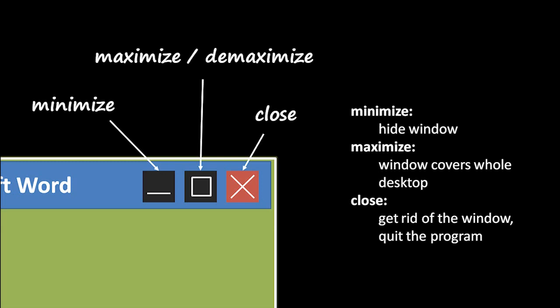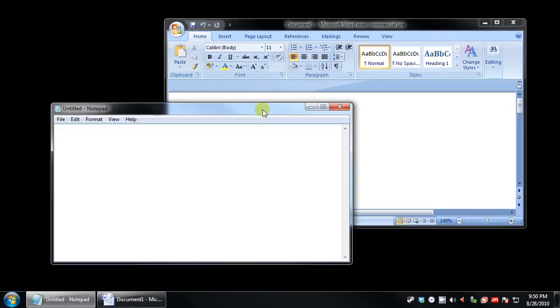And to get it out of that state so that it's a resizable and movable window again, you then have to click the same middle button to demaximize the window. And finally, to minimize a window means to hide the window such that the only way to get it back, to make it reappear, is to click on its button on the taskbar.